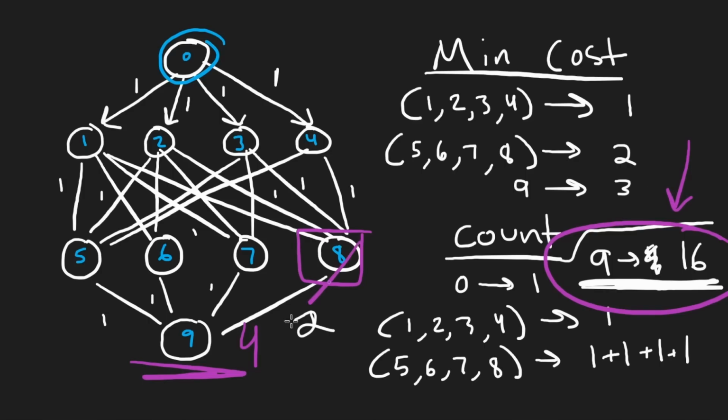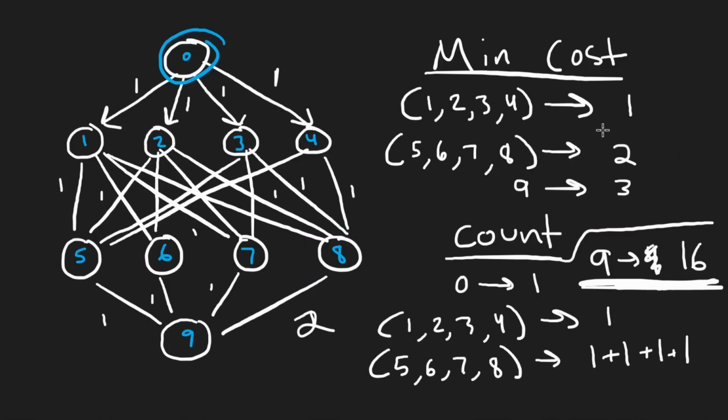We do not include any of those paths. So that's what would happen if we found a minimum cost that was actually greater. But what would happen if we found a minimum cost that was actually less? In this example, I don't think we're actually allowed to have a weight of 0, but for this example, I think it's fine. Let's imagine there was a 0 over here.